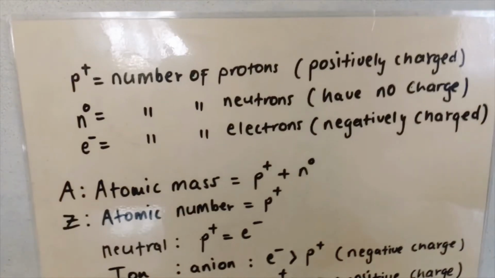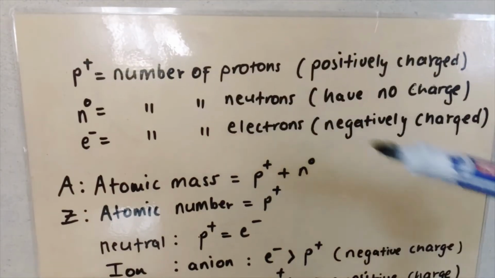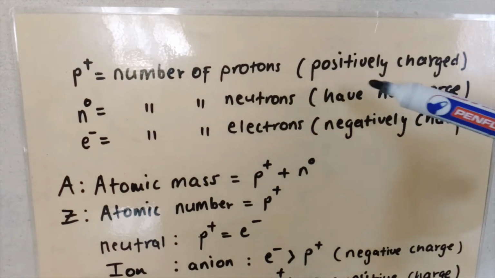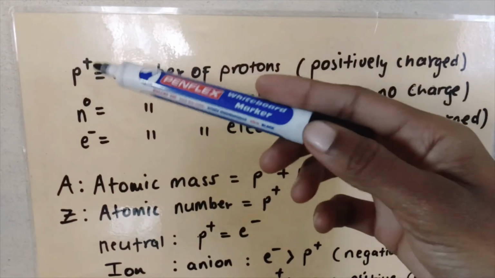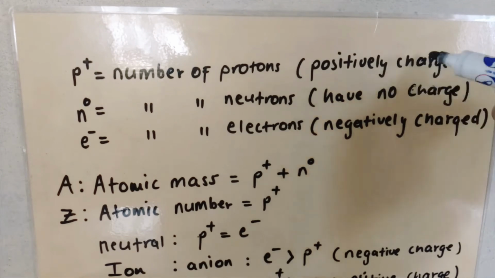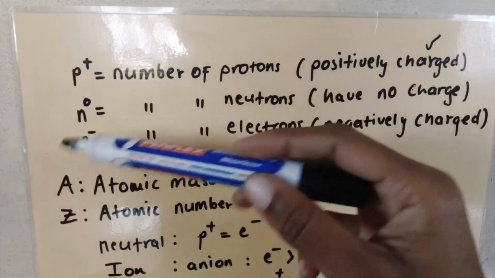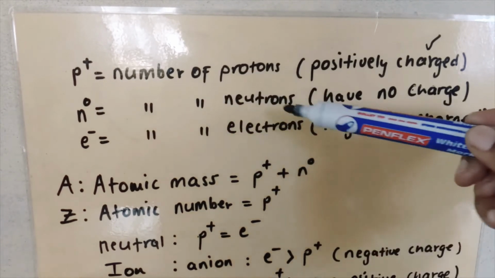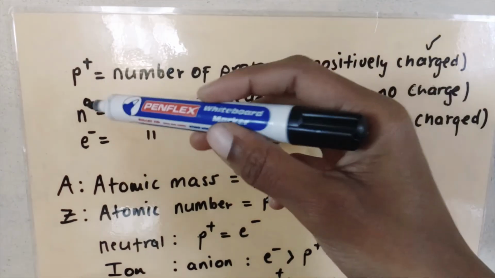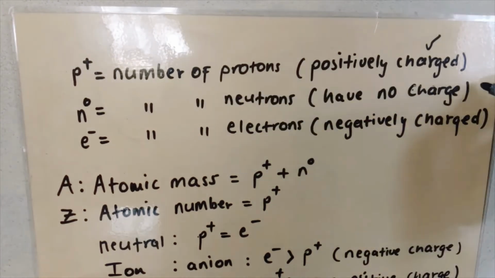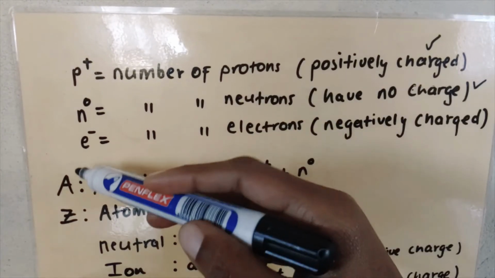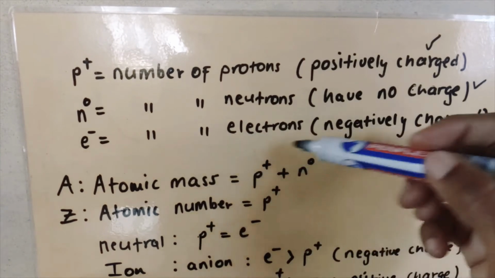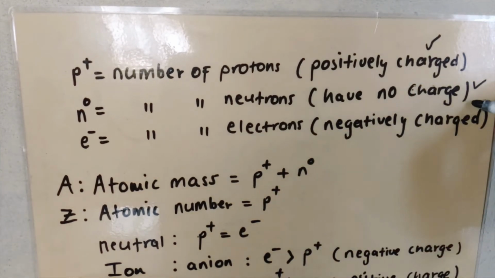In that table of ours, P plus means the number of protons. Remember, the positive sign there is just to indicate that protons are positively charged. And N naught just means number of neutrons. Remember, the 0 there is just to show that neutrons have no charge. And E minus is just the number of electrons. Remember, electrons are negatively charged. So that's why I showed them that way.